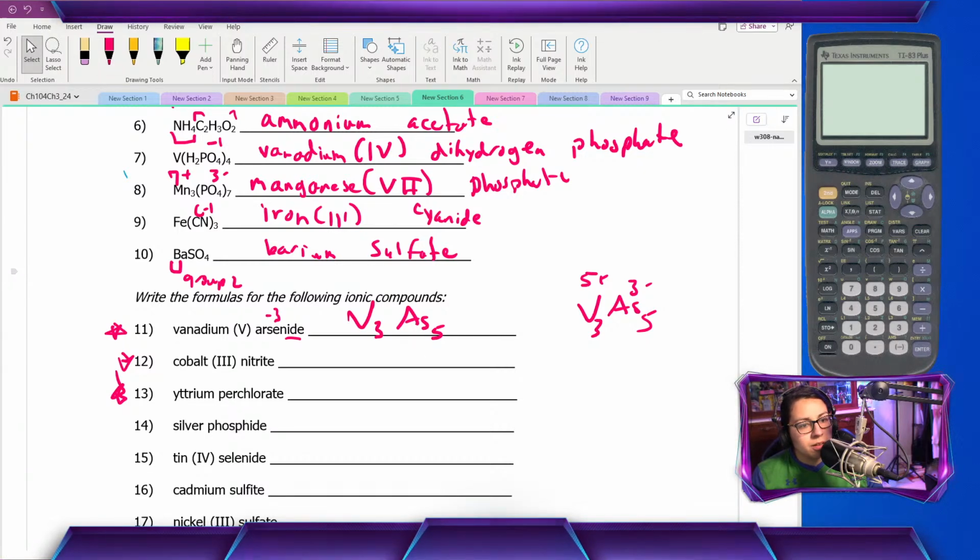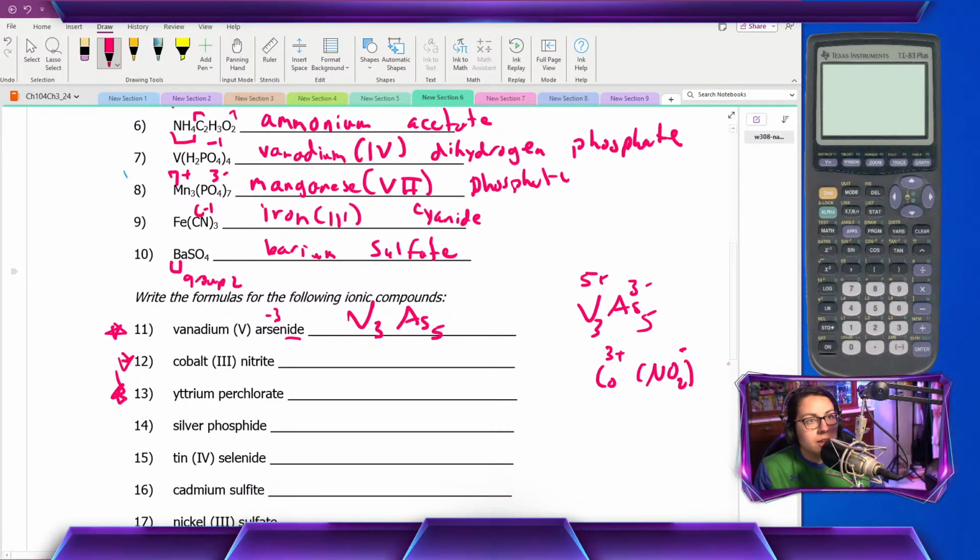All right. So now our next one, and again, we could write out some scratch work. So cobalt and then nitrite. So that's NO2, -1. And then our cobalt we said was 3 plus. And so again, we could do the swap trick. And that gives us cobalt, then NO2, all in parentheses, and then a 3 indicating that you have 3 nitrites.